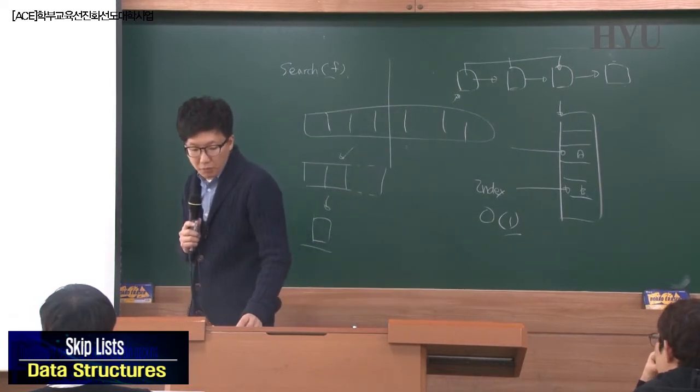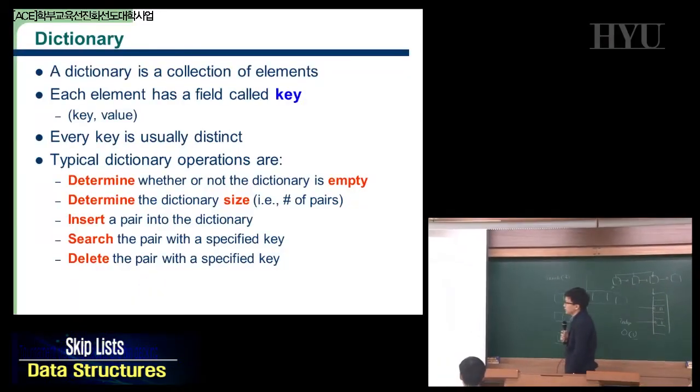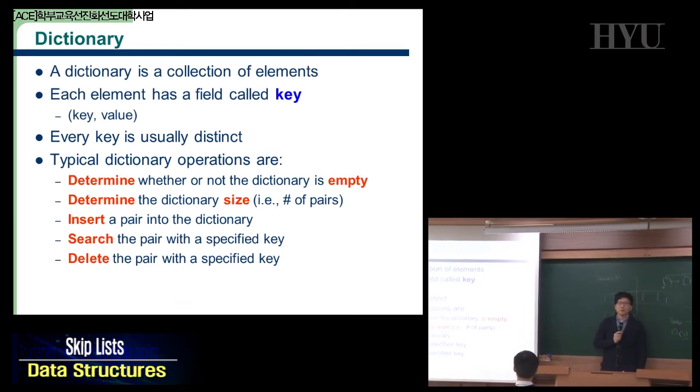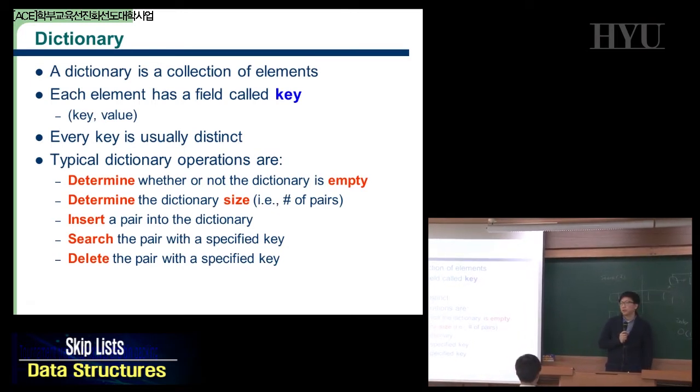So typical dictionary operations are: determine whether or not the dictionary is empty. That is probably similar to the empty function of any data structure that we have looked at so far. I mean, queues, stacks, everything had an empty operation. Determine the dictionary size: how many elements do I have at this point? Similar to the size operation on any ADT that we have looked at. Insert a pair into a dictionary, likewise. But you have to remember that you insert a key and its value at the same time. Search and delete are likewise.